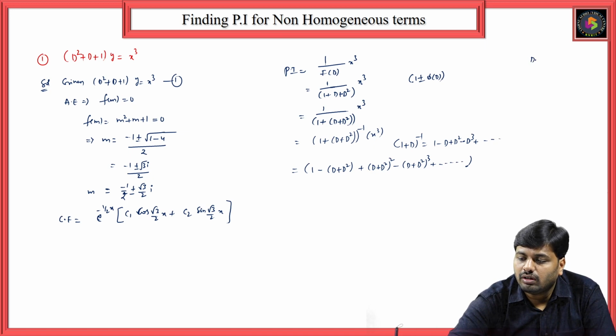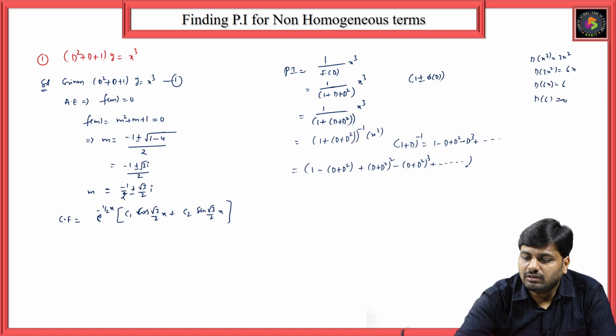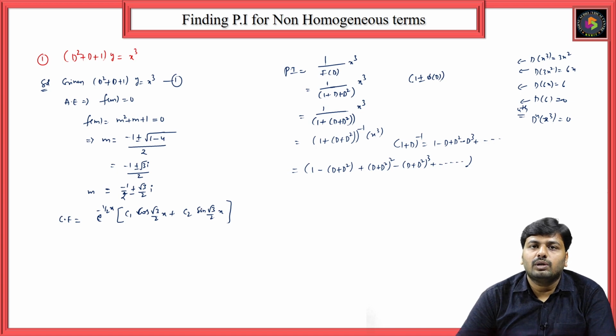We'll write the derivative of x³. D of x³ will be 3x². Again the D of 3x² will be 6x. Again the D of 6x will be 6. Again the D of 6 will be 0. That means first derivative, second derivative, third derivative, fourth derivative. The fourth derivative becomes 0. That means D⁴ of x³ is 0. D⁴ of x³ is 0.